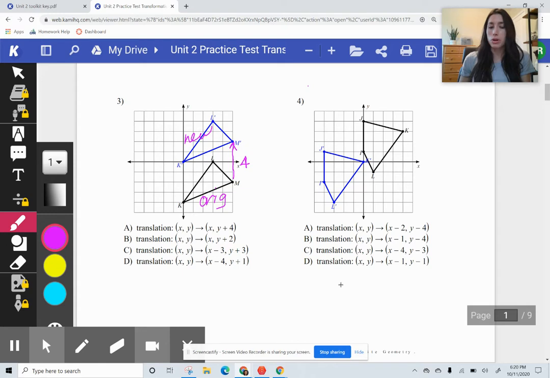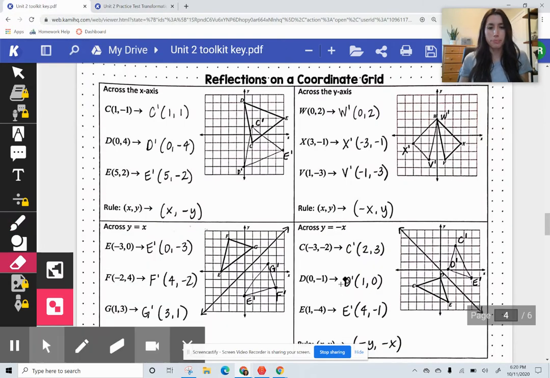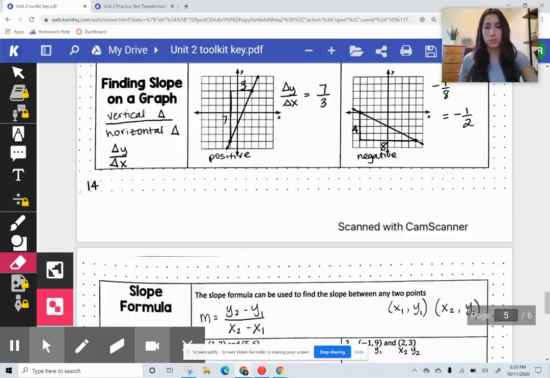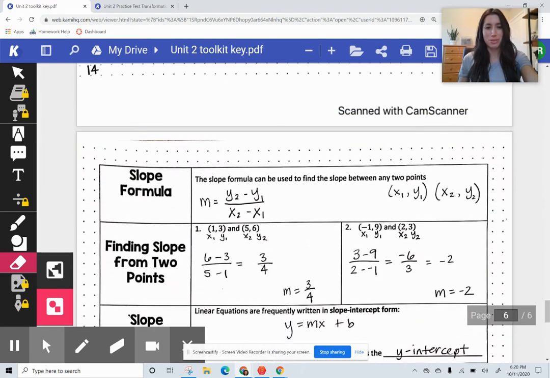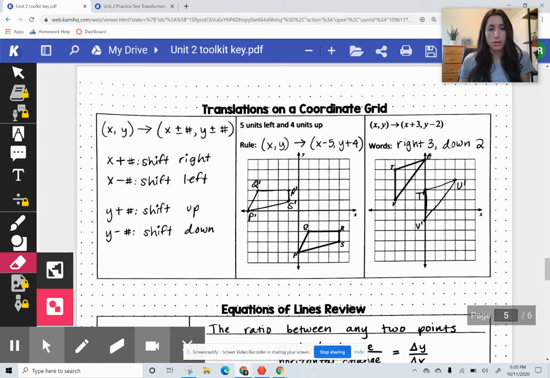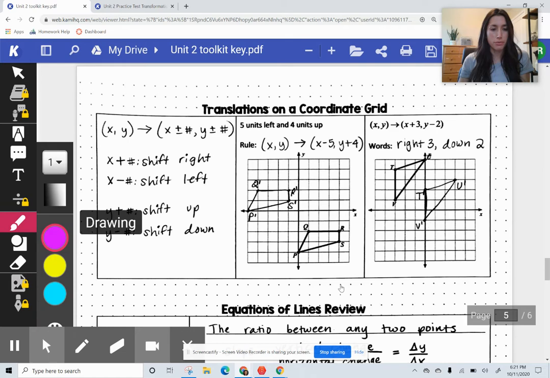Right now my rules are not written as words, they are in our notation here, our translation rule. So if we want to determine what the rule is, maybe we can go back and look at our toolkit. Scroll down. Oh, actually, let me see, the toolkit answer key for this portion is here. Here we go. Looking back on your toolkit, we want to know how we're shifting on a graph if we move up. We said we were moving up 4 units.